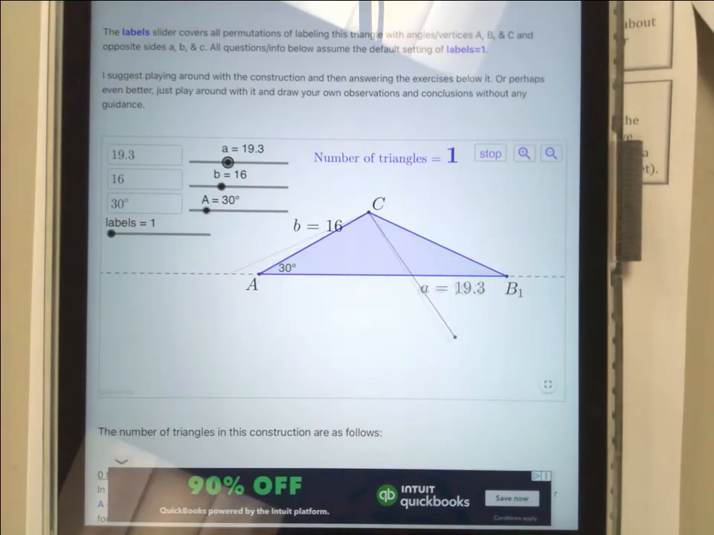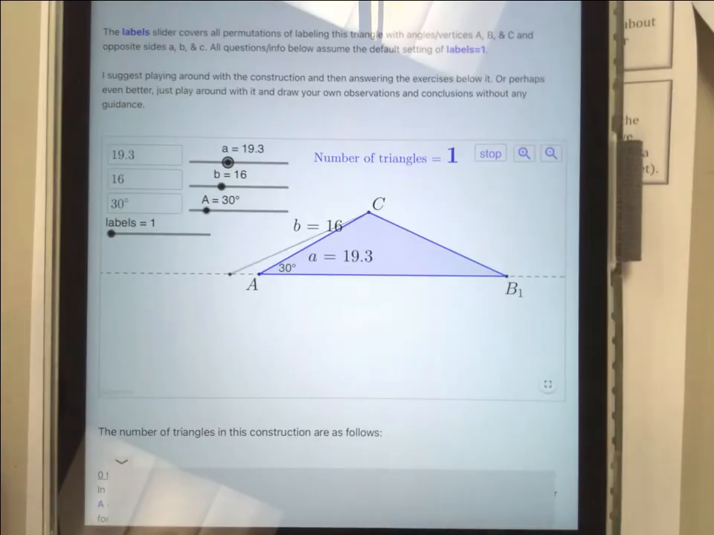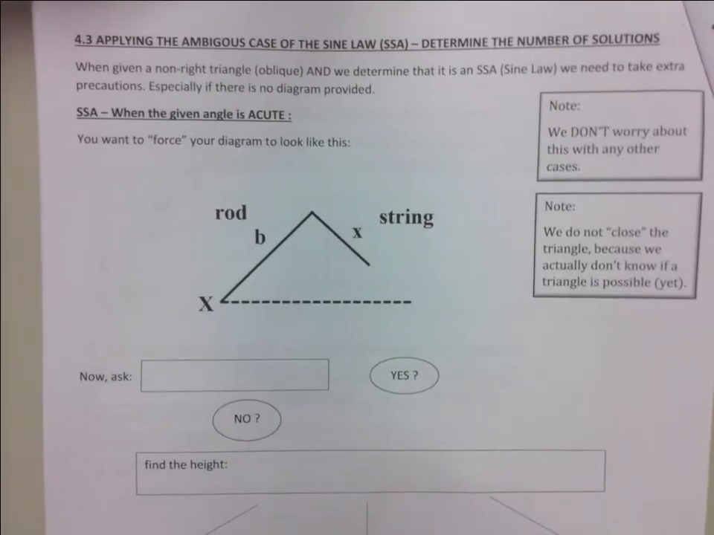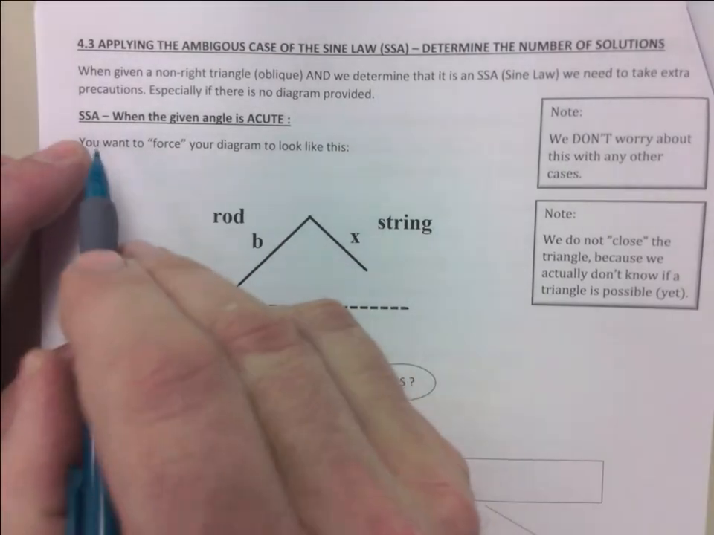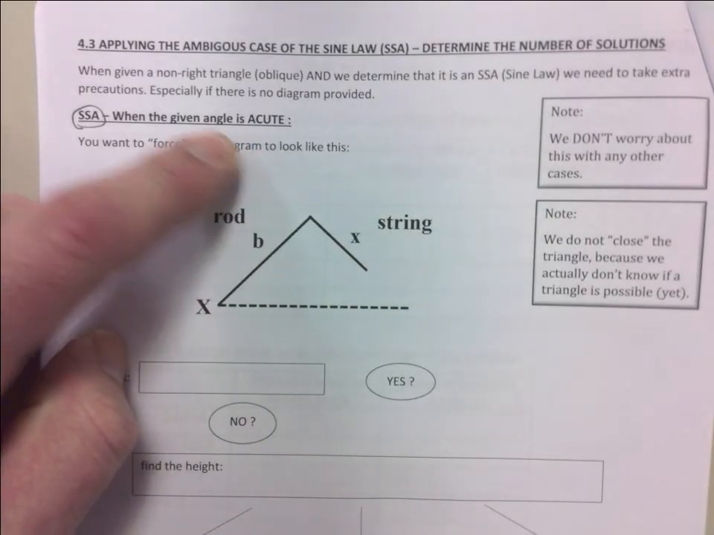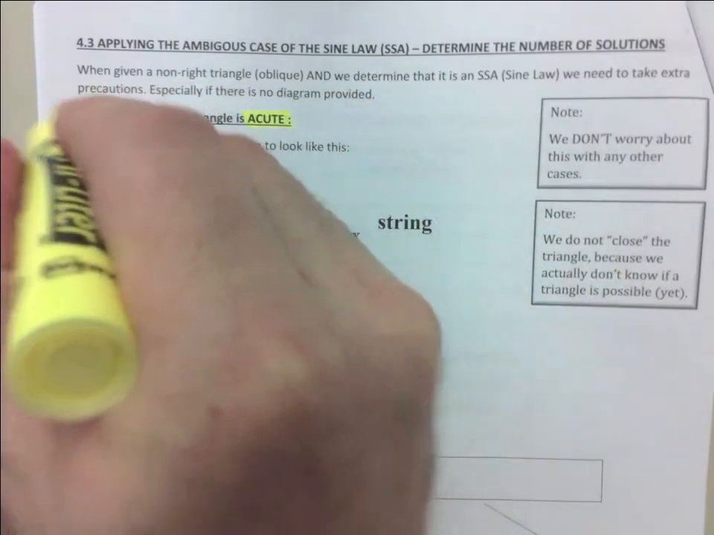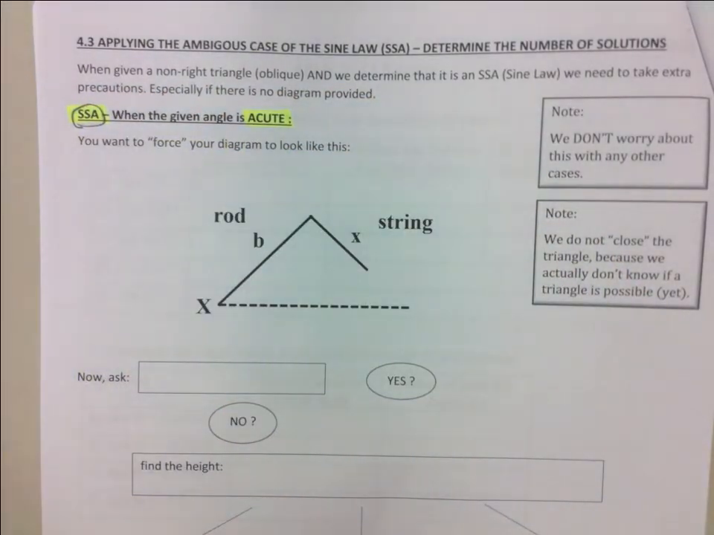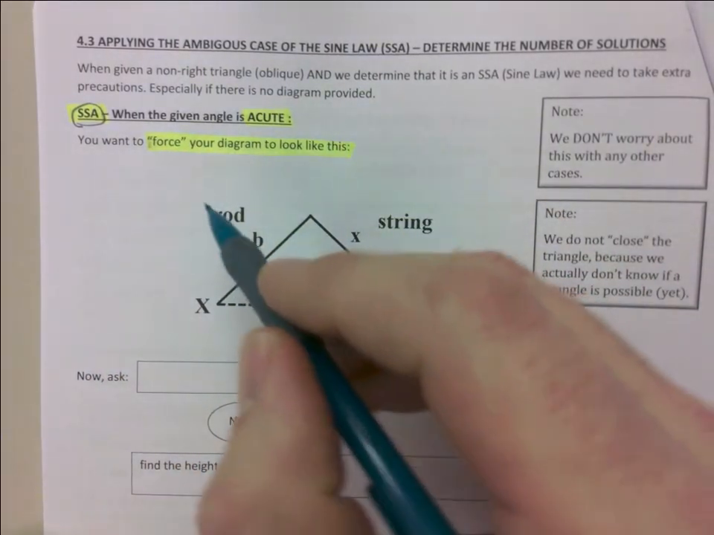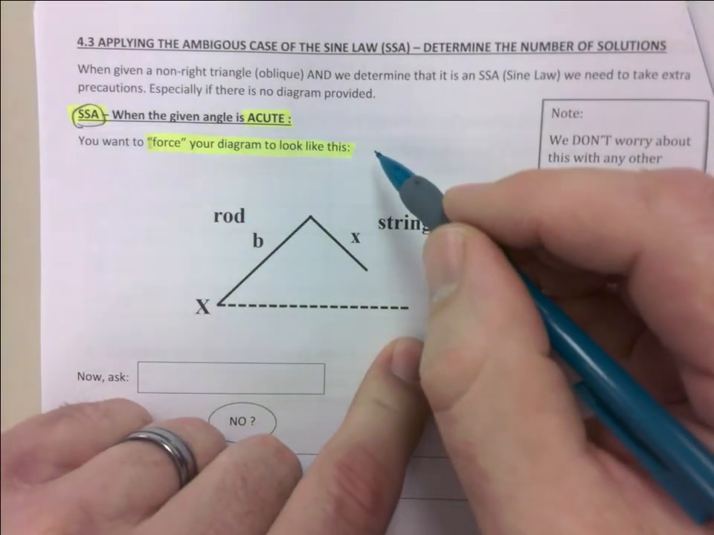So I will dive into the lesson now. I just thought I'd give you this visual here. I might come back to it, but let's go back to our notes and fill in our notes. So when you have an SSA scenario where the given angle is acute, right? If it's SSA and acute, we will force our diagram to look like this.